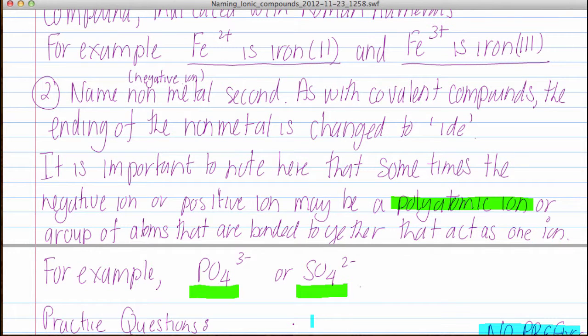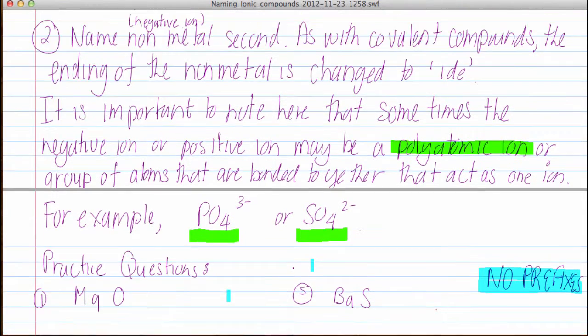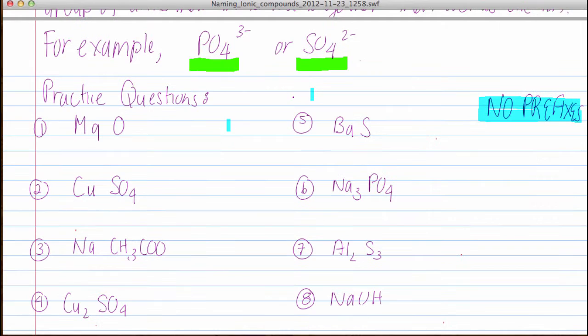As with covalent compounds, the ending of the nonmetal is typically changed to -ide, but it's also important to note that sometimes the negative ion or the positive ion may be a polyatomic ion, and the list of names for those is given on the polyatomic ion sheet you saw earlier in this assignment. I've got some practice questions we're going to go through now.